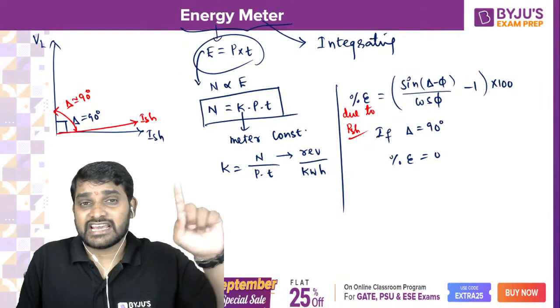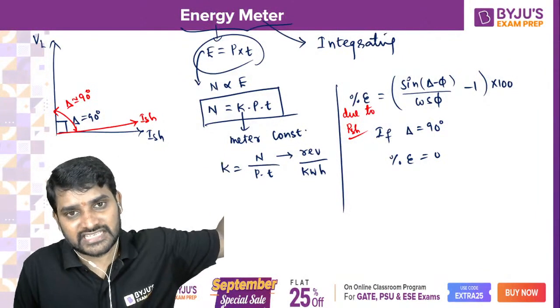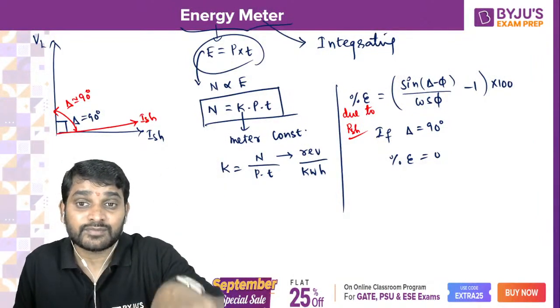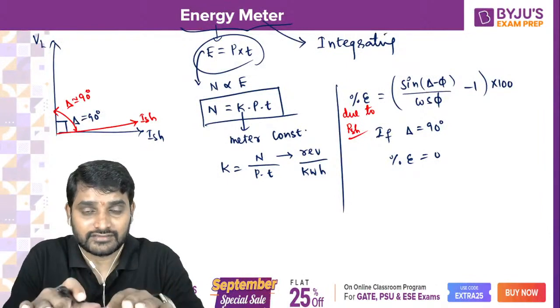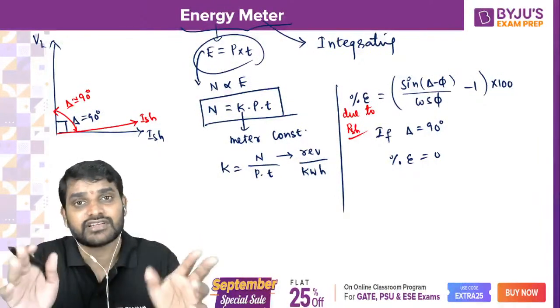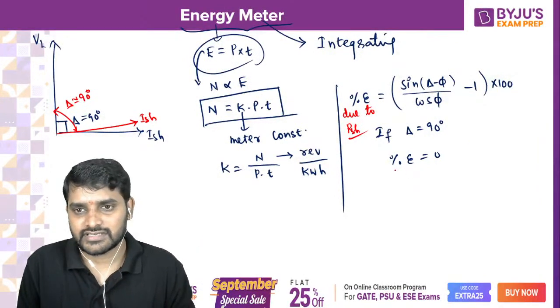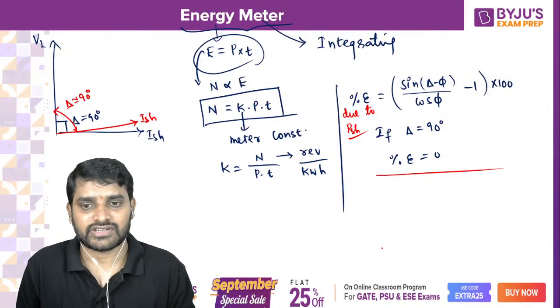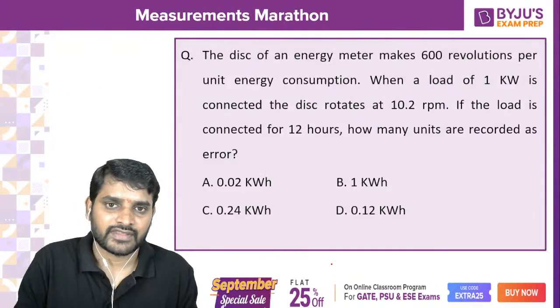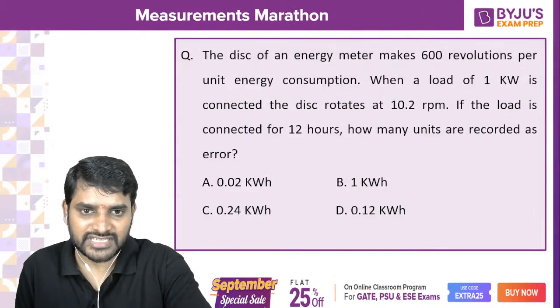There the pressure coil should be purely resistive. Here the pressure coil should be purely inductive. Then only you will not get error. Otherwise, you will get error. So this is the formula. This is one formula you need to remember, and this is one formula you need to remember when it comes to the energy meter. Okay. So I have got one question, a very good question. Please try this one.